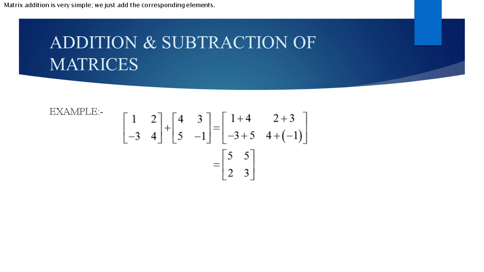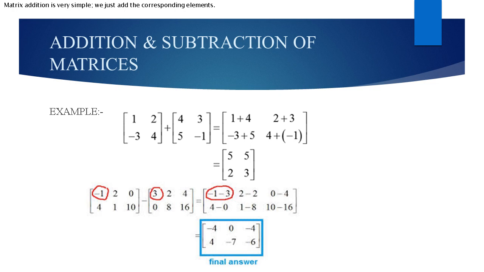Now see the example of subtraction. Here there is a minus sign. Here we have to subtract these two matrices. Minus 1 minus 3 equals minus 4. In the same way, 2 minus 2 equals 0. Then the third element, 0 minus 4 equals minus 4. 4 minus 0 equals 4, 1 minus 8 equals minus 7, 10 minus 16 equals minus 6. So this is your final answer.